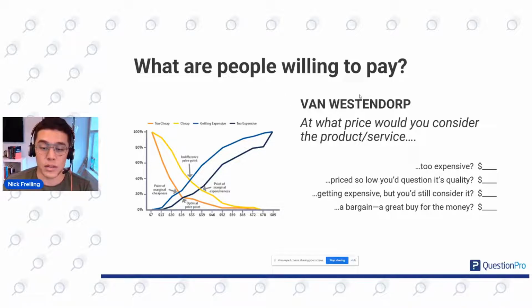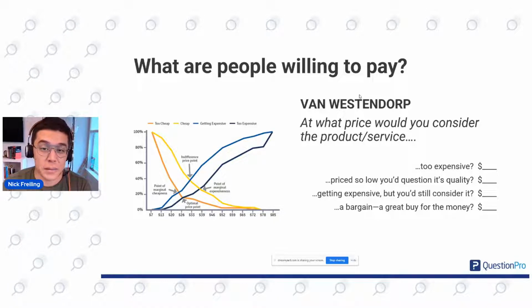But the way this works is you ask, at what price would you consider the product or service too expensive? Price so low you'd question its quality. Getting expensive, but you'd still consider it. Or a bargain, a great buy for the money. You take everyone's answers to these 4 questions and you can generate a graph like what you see there on the left side of the screen. This gives you kind of that square in the middle. That is where your product should be priced based on people's answers.